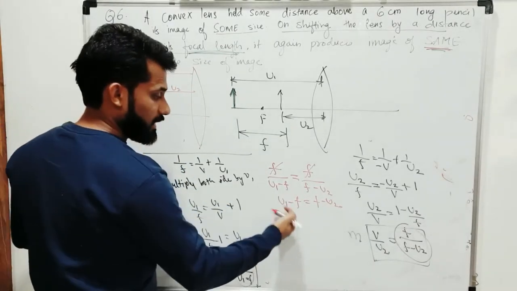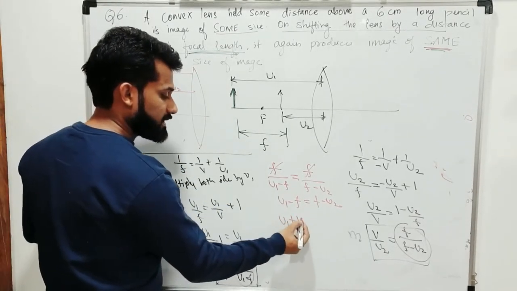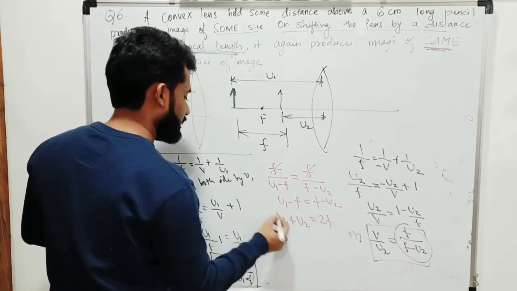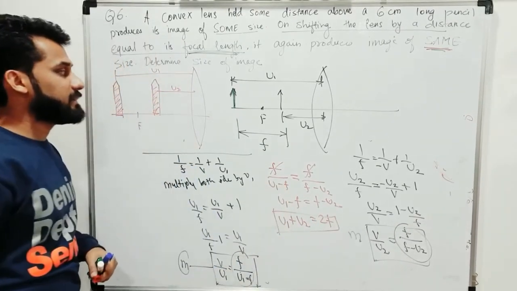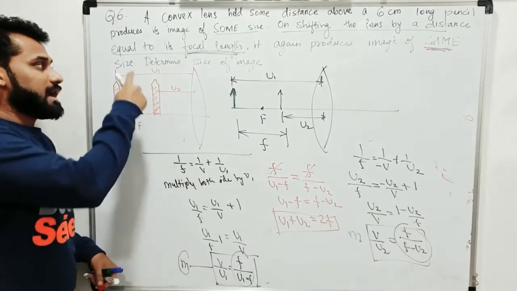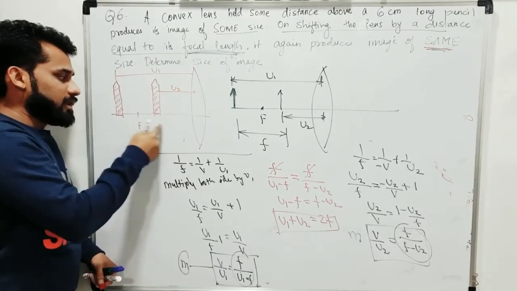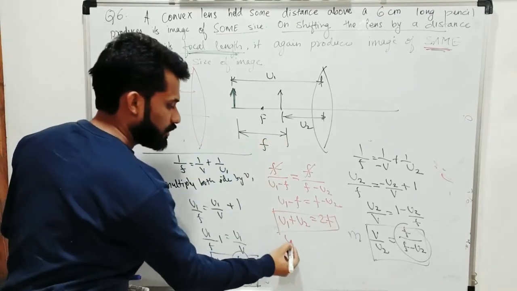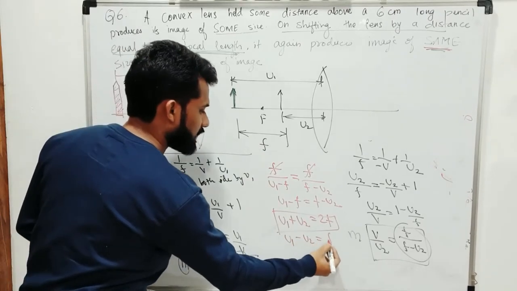And taking u value terms on the left side, u1 plus u2 will be 2f. This is the equation that we get between u1 and u2. But we also know that u1 minus u2 is what? It is the focal length f. u1 minus u2 is focal length f.